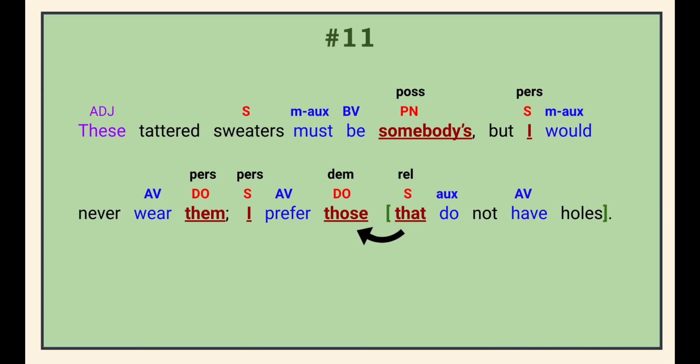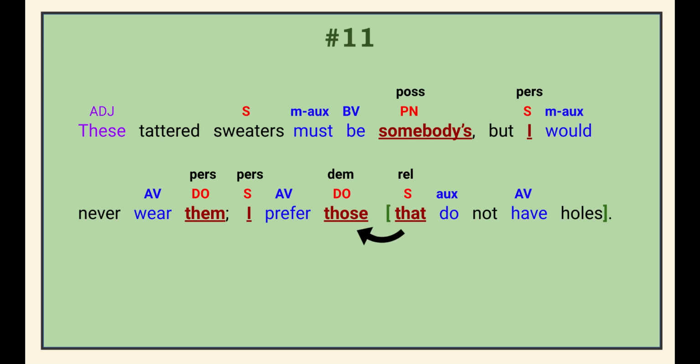Our first pronoun is somebody's. It's a possessive pronoun renaming sweaters, the subject, and acting as a predicate nominative because it follows a be verb. Our next pronoun is I. It's a personal pronoun and it's acting as the subject of the verb would wear. Never is also an adverb of negation, so we don't count that as a verb.